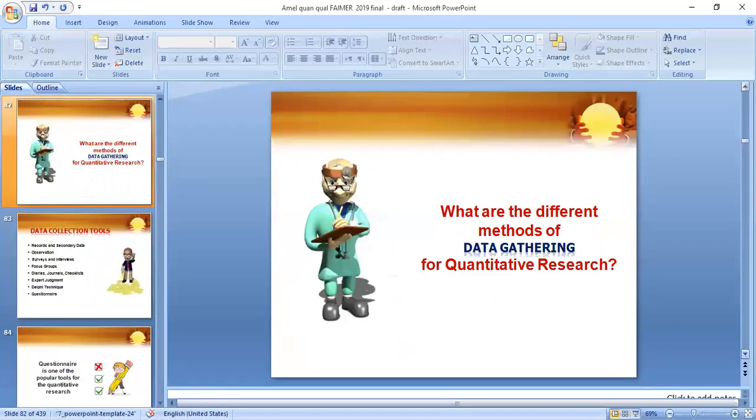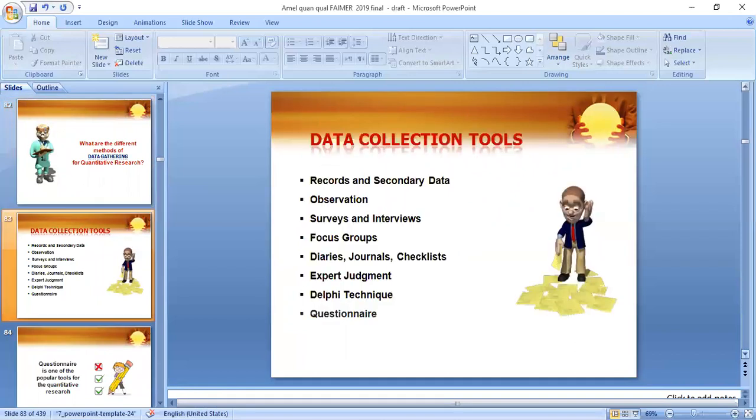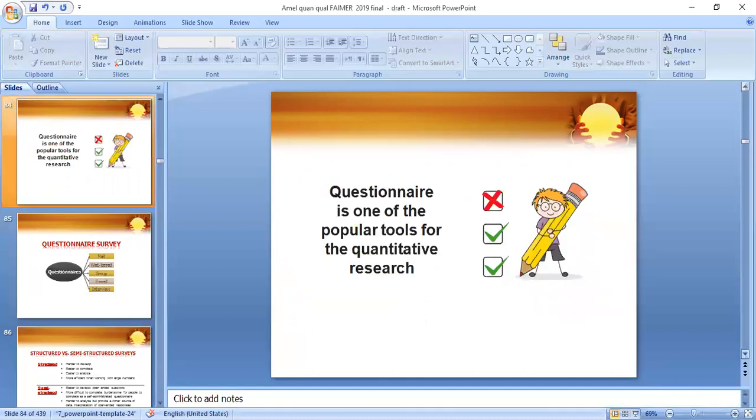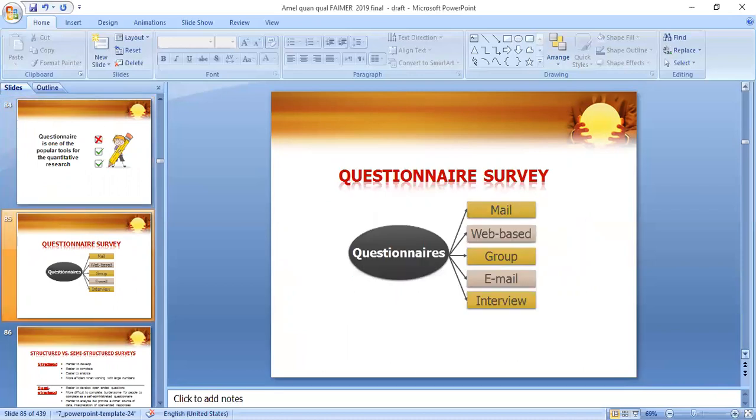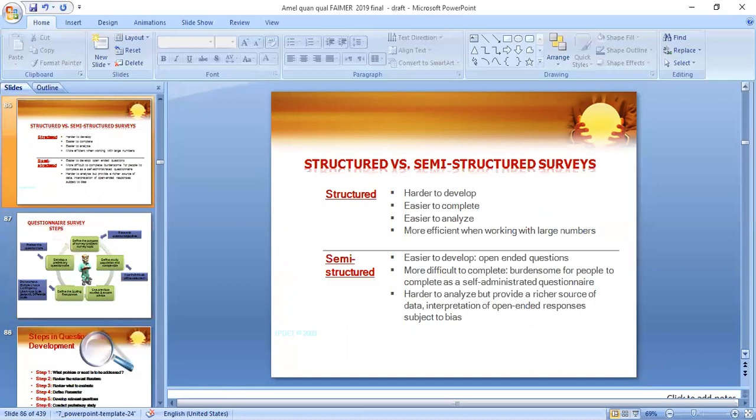So how to collect or gather data in the case of a quantitative study? We have many ways to gather data, but the most important one is a questionnaire. The questionnaire could be sent by mail, web-based, a group questionnaire, an individual questionnaire, or interviews. A questionnaire could be structured, which is harder to develop, easy to complete, and easier to analyze, but takes a little bit of a long time, or semi-structured, which is easy to develop, but very difficult to analyze.